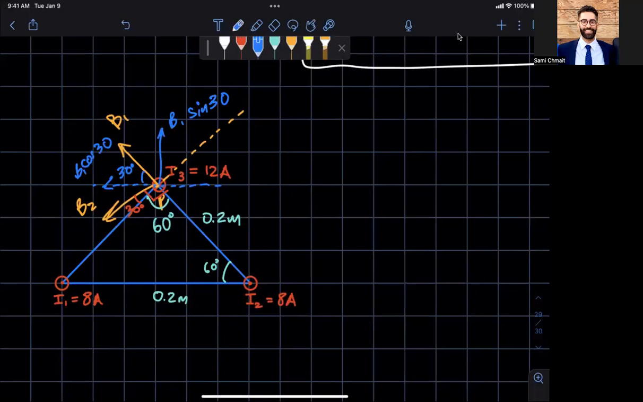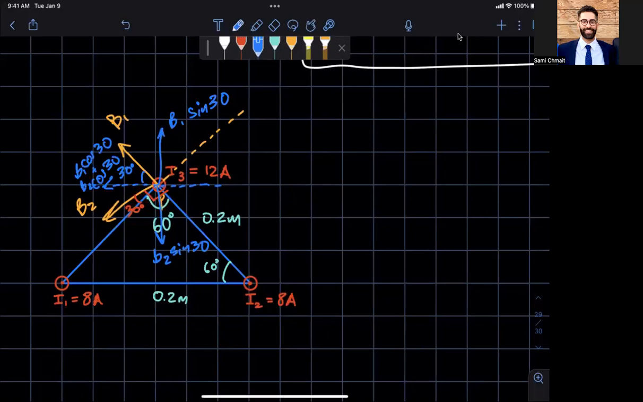And then if we break B2 into its components, we'll have a vector pointing downwards, B2 sine 30. And remember, this is the angle for B2 right here. Don't get tricked because the 60's right here. It's really the drawing that's bad. So it's the 30 right here. And we also have an X component, which is going to be pointing in the same direction as B1. So I'll say plus B2 cosine 30.